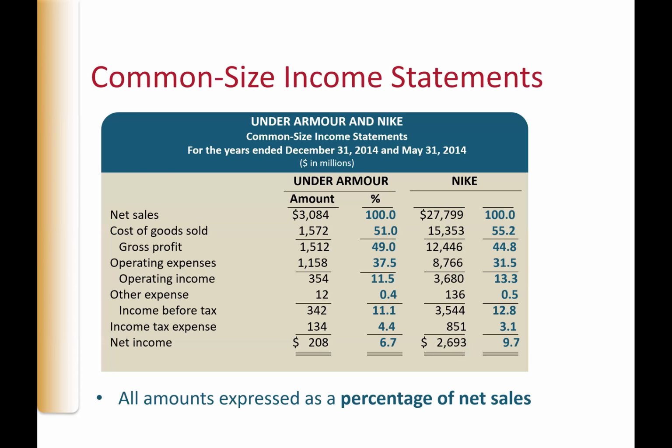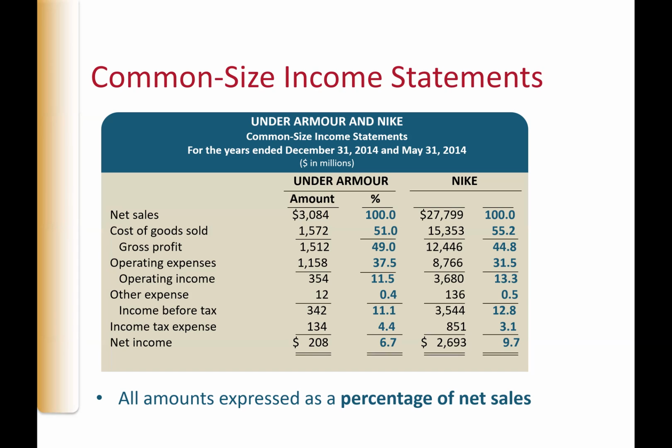So here we're looking at Under Armour and Nike. This is an income statement. Under Armour's net sales were 3,084 million, let's say. That is 100%. Sales is 100% for Under Armour. Then if we look at the cost of goods sold, we take that 1,572,000,000 divided by 3,084,000,000 to come up with 51%. The gross profit, we take the 1,512,000,000 and divide that by the 3,084,000,000. Do you see what we're doing? Net income, 208 million divided by the 3,084,000,000 is the 6.7%.